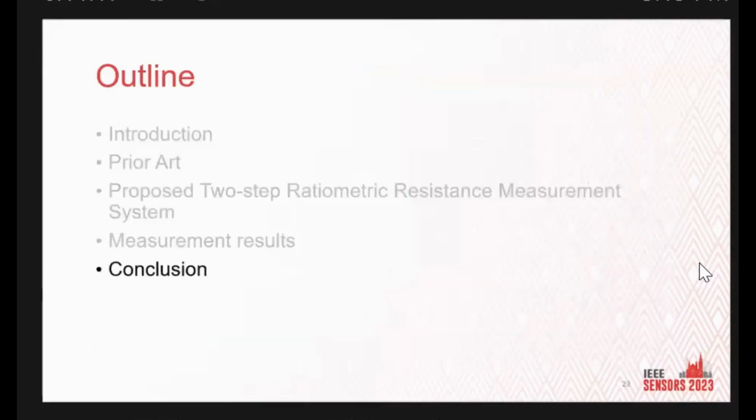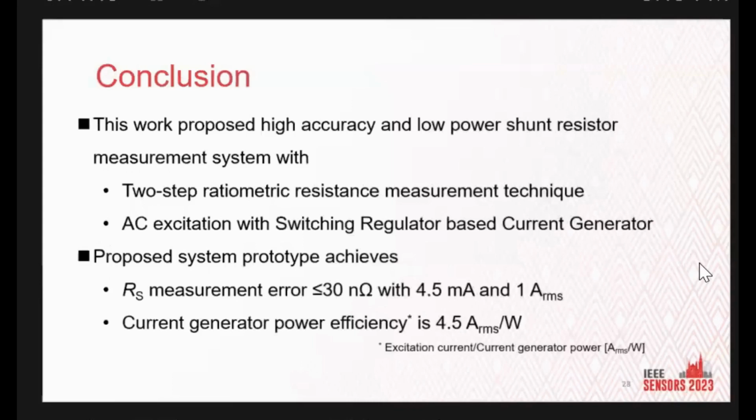Finally, I'll summarize my presentation. This work proposed a high accuracy and low power shunt resistor measurement system with a two-step ratiometric resistance measurement technique and AC excitation with a switching regulator-based current generator. The proposed system prototype achieves a shunt resistor measurement error of 30 nanoohm or less with 4.5 milliampere and 1 ampere RMS. The current generator achieves superior low power.